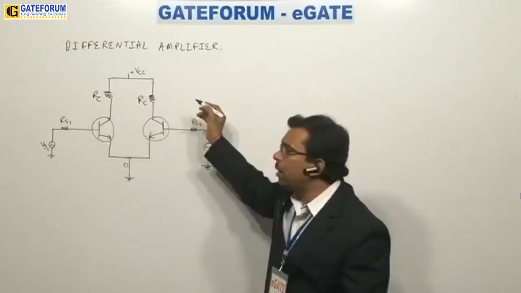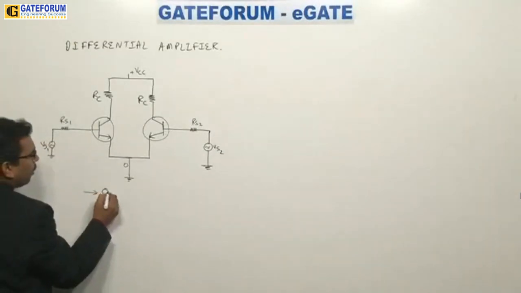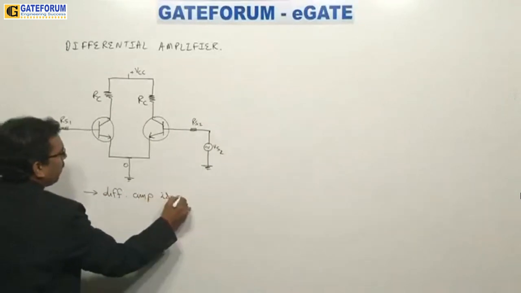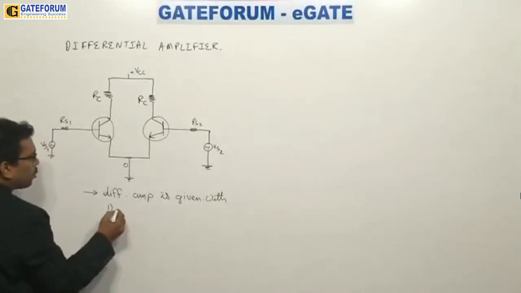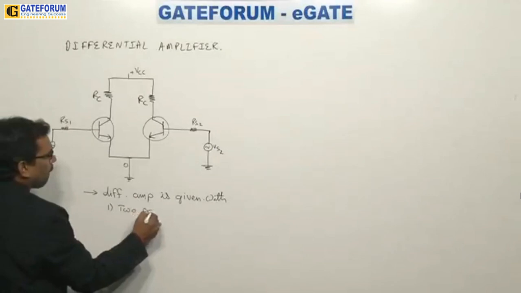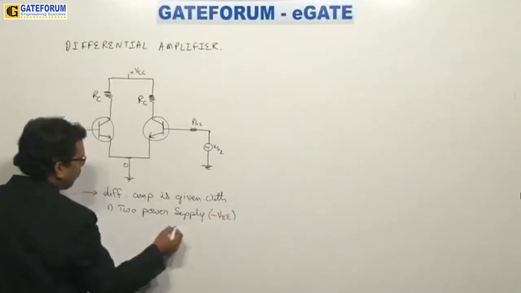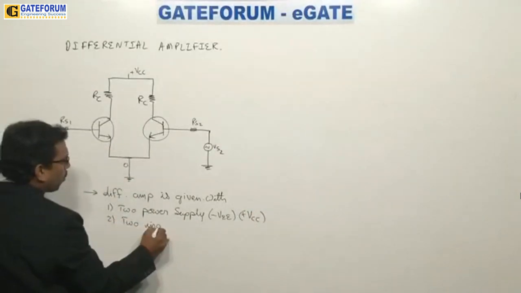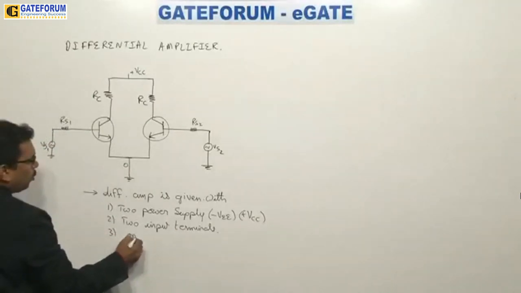But the story here is that an op amp, or you can say a difference amplifier, has some basic terminals. The difference amplifier is given two power supplies, minus VEE and plus VCC, two input terminals, and one output.